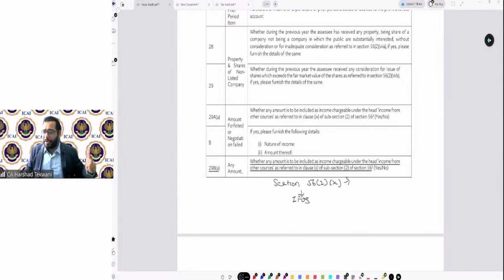The fair market value, or the difference between the fair market value and the consideration paid, exceeding rupees 50,000, will be treated as income from other sources.